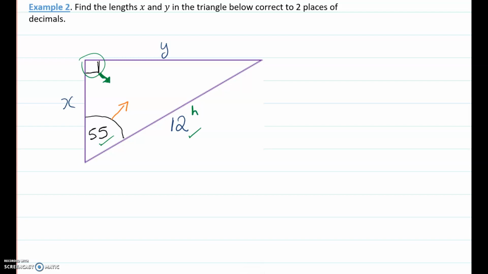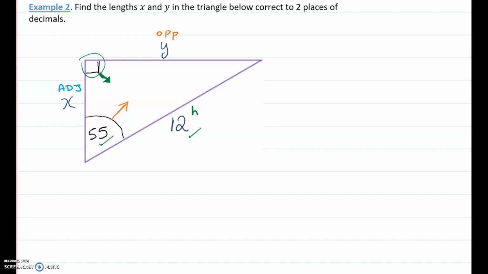The angle that we're given is this 55-degree angle, and the side opposite that is y. We'll label that as opposite because it's opposite the known angle. 55 degrees is the angle we know, y is opposite that. So we've got the opposite, we've got the hypotenuse, and that means the third side is going to be the adjacent. So x is the adjacent side.